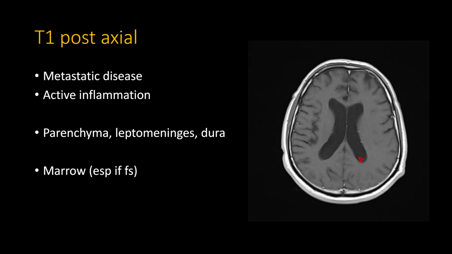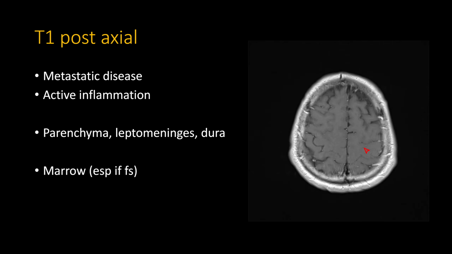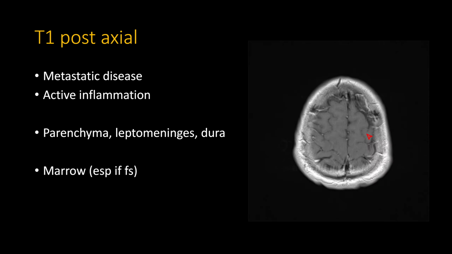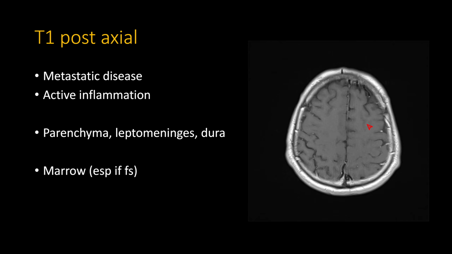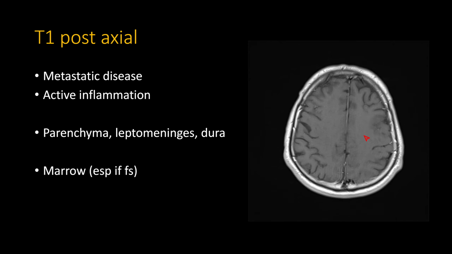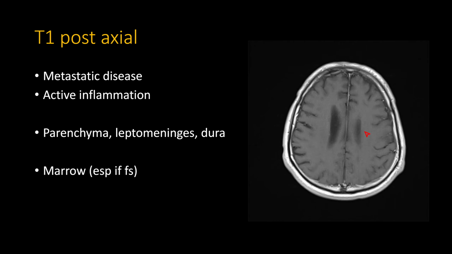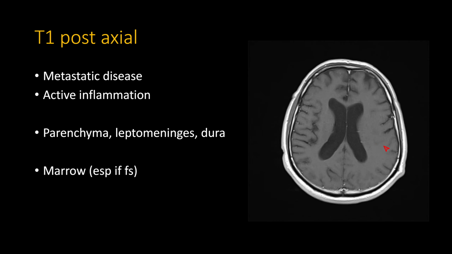In the axial plane, when you're looking for enhancement, you go relatively slowly because you're looking a lot for metastatic disease, and those can be little dots of enhancement, right? So you've got to go slow and look at both sides of the brain, make sure there's nothing enhancing. You also look for things like active inflammation. Anything you saw that was bright on FLAIR or T2 on prior images, make sure to look at on your T1 post and make sure those are not enhancing to imply active inflammation.